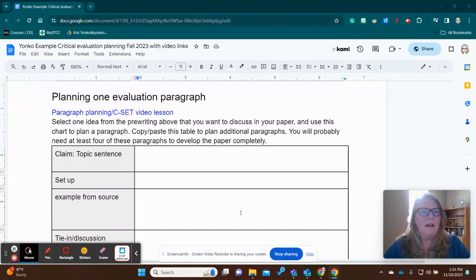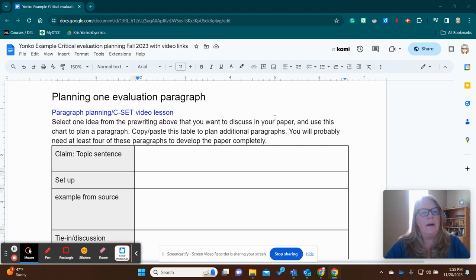Hi, everybody. Today we're going to go over how to plan the evaluation paragraphs in your Unit 4 essay. Since these will make up the bulk of your essay, it's pretty important to have a good grasp of how to do these. So I'm going to go over one and talk about some of the things that you might consider as you start planning that paragraph, some of the places where sometimes people go in the wrong direction, and that sort of thing.